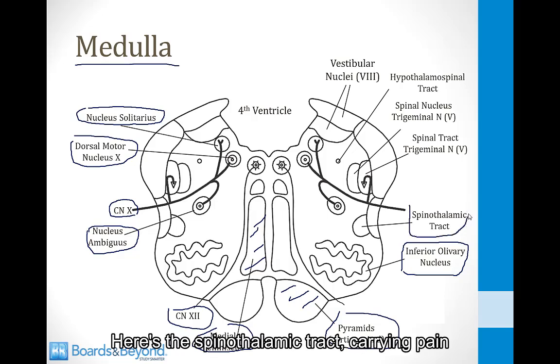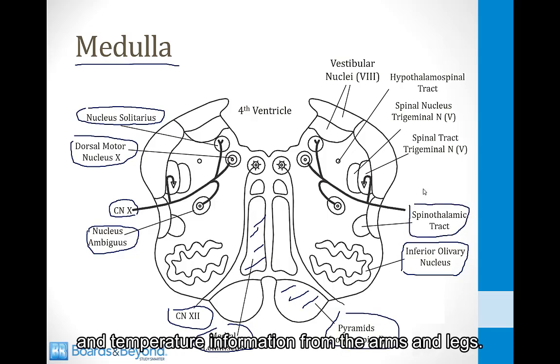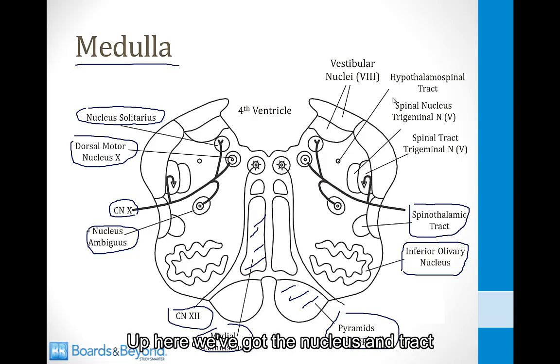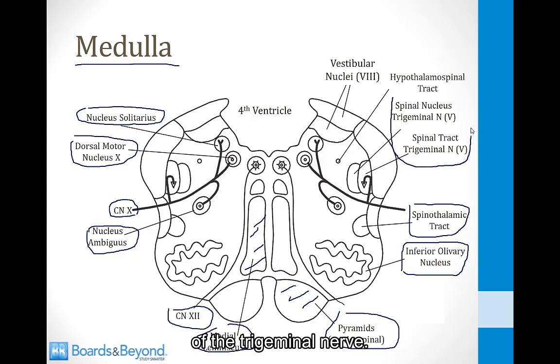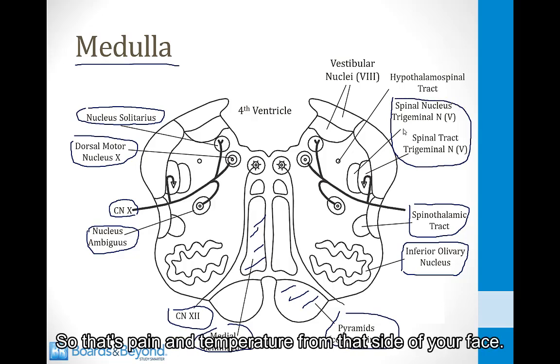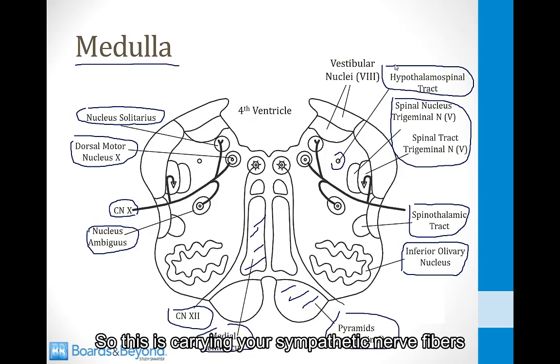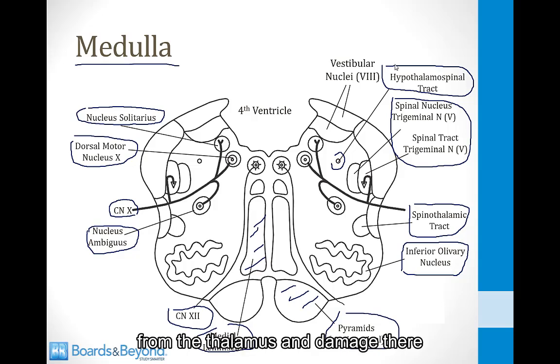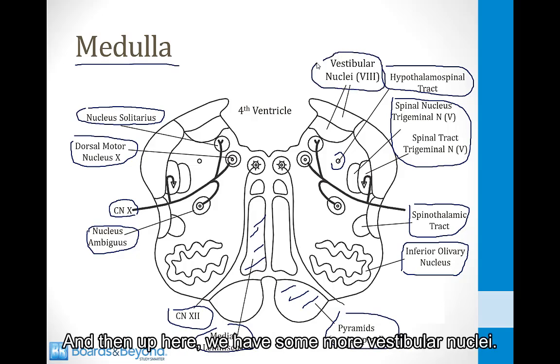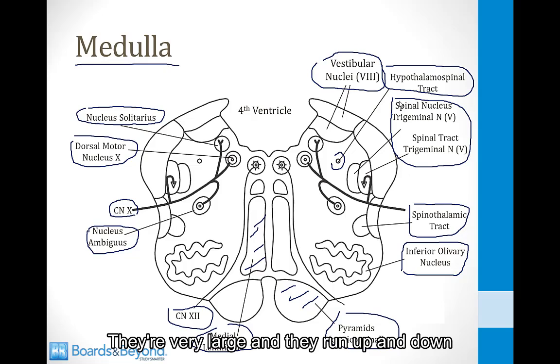Here's the spinothalamic tract carrying pain and temperature information from the arms and legs. Up here we've got the nucleus and tract of the trigeminal nerve, so that's pain and temperature from that side of your face. This little circle right here is the hypothalamospinal tract, so this is carrying your sympathetic nerve fibers from the hypothalamus, and damage there will give you a Horner syndrome. And then up here we have some more vestibular nuclei. They're very large and they run up and down through the pons and the medulla.